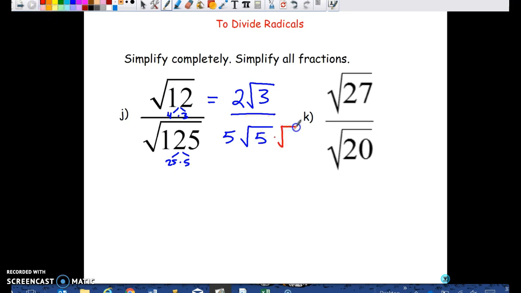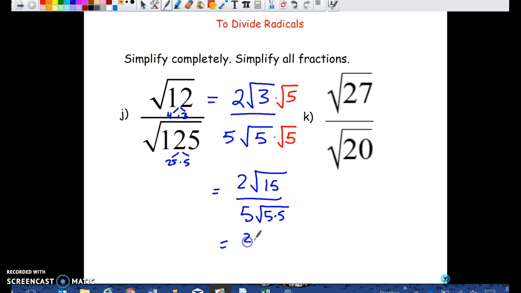So I need to rationalize the denominator by multiplying by the square root of 5, and that will help solve some of my problems here. So it turns into 2 times the square root of 15 over 5 times the square root of 5 times the square root of 5, which would be the square root of 5 times 5. So the 5s will come out. I have 2 square roots of 15 over 25. Can that simplify? No, it cannot. I am done.